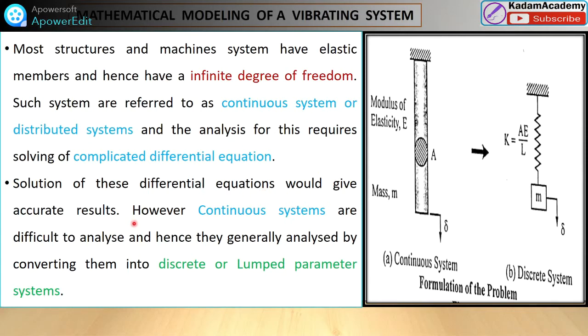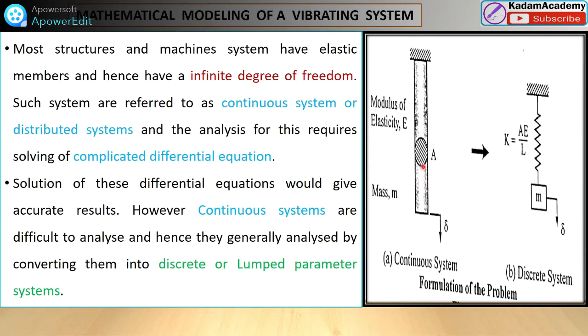However, the continuous systems are difficult to analyze, and hence they are generally analyzed by converting them into discrete or lump parameters. In simple language, friends, let me tell you: this continuous system means what? The infinite degrees of freedom. For this purpose, this part of the system is converted into a simple discrete lump parameter system. We can say the discrete system.